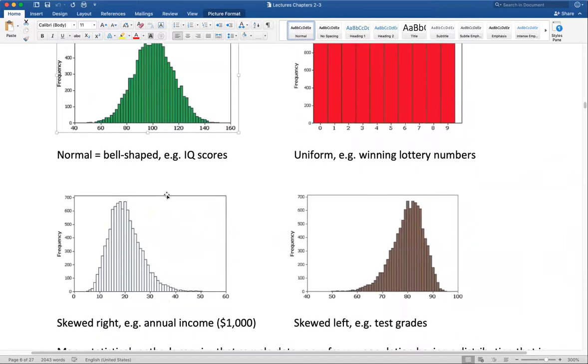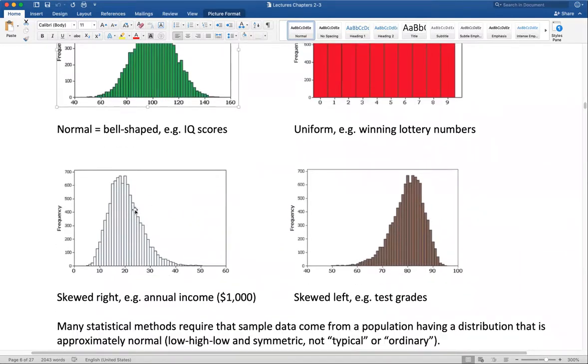Okay, and then skewed right is where most of the data is not at the center but less than the center, and this distribution has a kind of long tail on the right-hand side. Okay, it's called skewed right. So an example is annual income. Okay, yeah, makes sense, right?